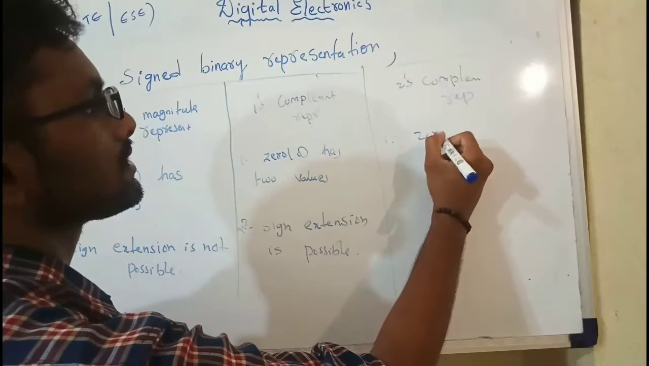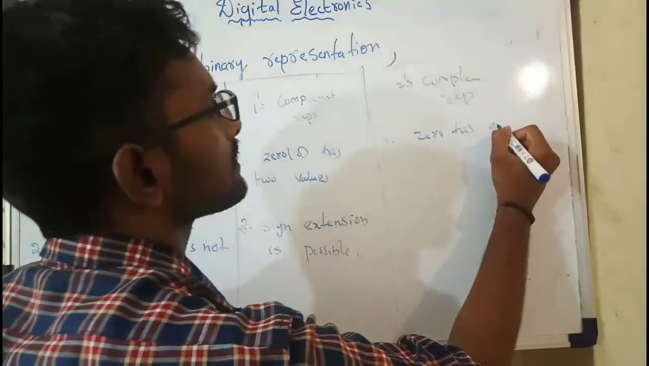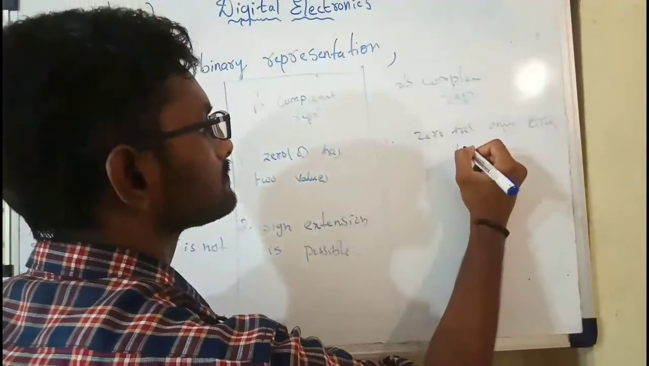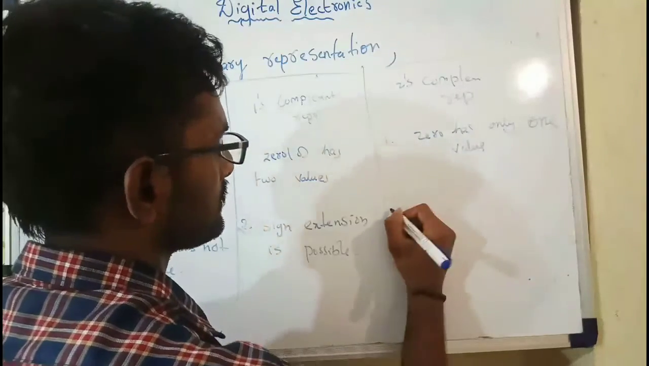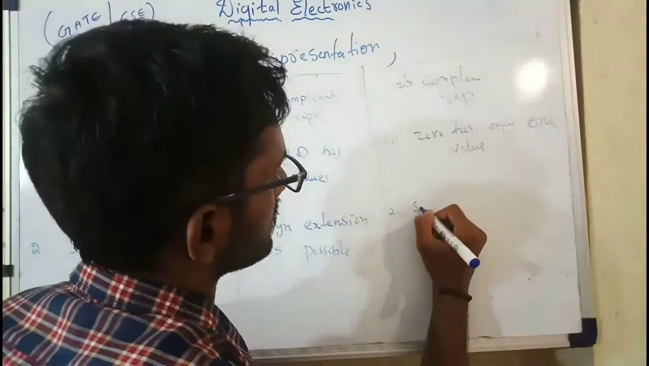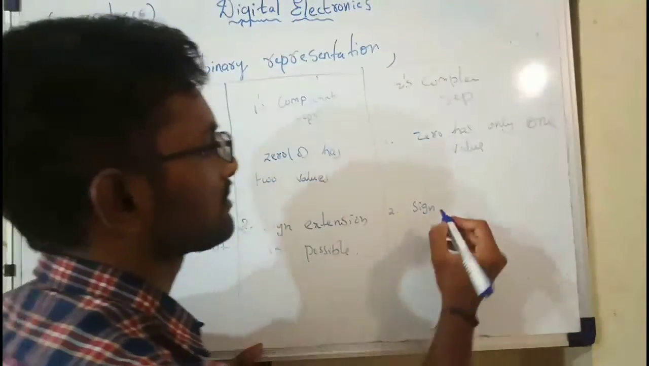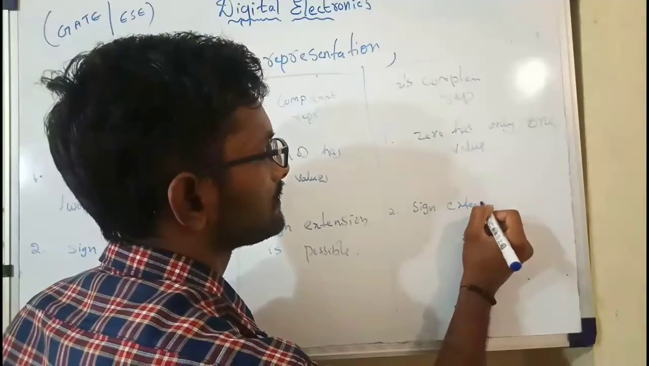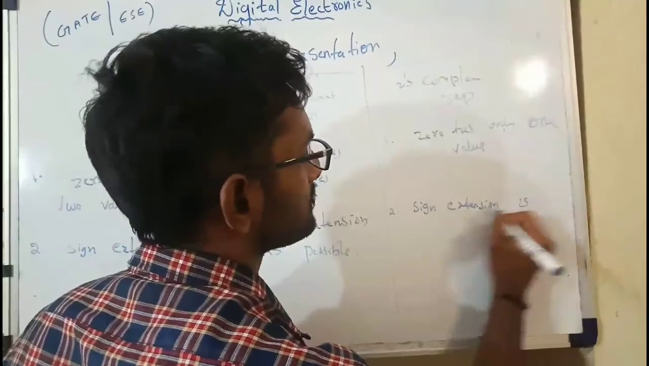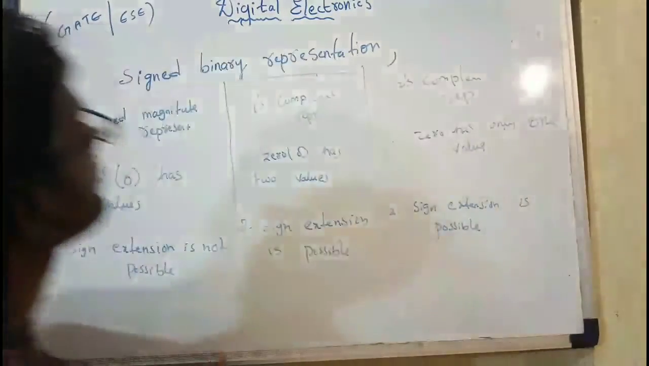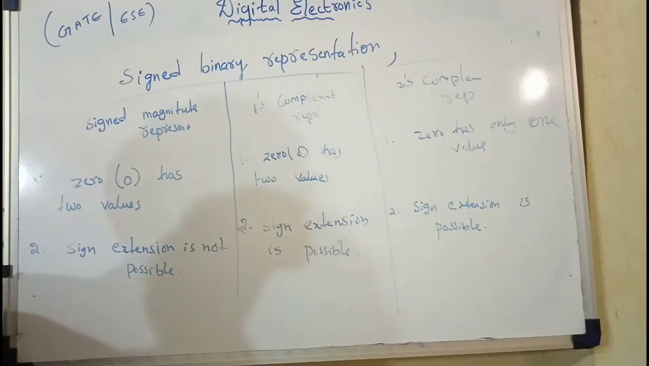Here in 2's complement, 0 has only 1 value. Also, sign extension is possible. Here this drawback is also overcome in 2's complement. This is all about the sign binary representations. We will continue it in the next class.